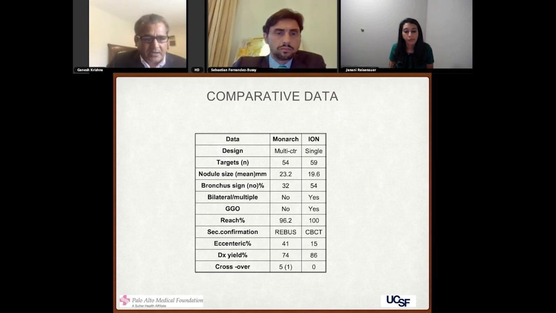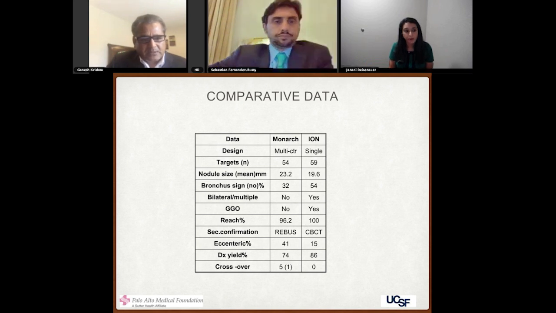These are the comparative data between the 2 studies. The Monarch study was multi-center, ours was single center, 54 versus 59 nodules, comparable. Our mean nodule size was about 4 millimeters smaller, and we had more patients without the bronchus sign. We did biopsy bilateral multiple lesions and also ground glass lesions. We reached 100% of the lesions. We used cone beam CT as the secondary confirmation device, and the Monarch system used the radial probe EBUS.